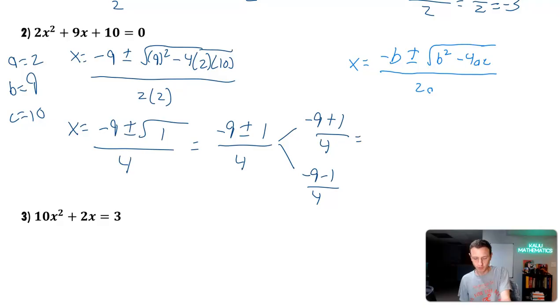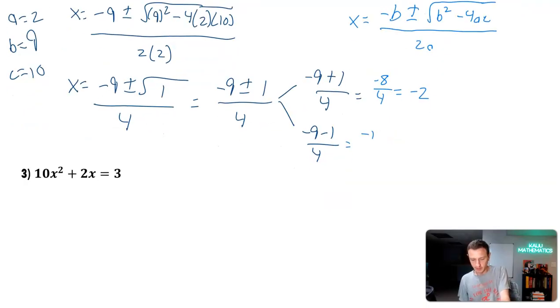Negative 9 plus 1 is negative 8 over 4, which is negative 2. Negative 9 minus 1 is negative 10 over 4. So that's going to be negative 5 over 2. So those are our two answers. Negative 2, negative 5 over 2.